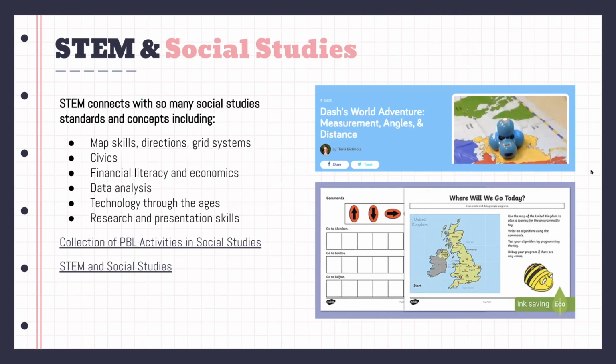There's lots of other connections, of course: map skills, directions, grid systems, coordinate planes, all of the connections to civics, financial literacy, economics, data analysis. Technology through the ages is always a really interesting exploration. And as we see cross-curricularly, research, presentation skills, communication skills. There's a huge collection of PBL activities for social studies classes linked here, and a STEM and social studies piece that's a great read.